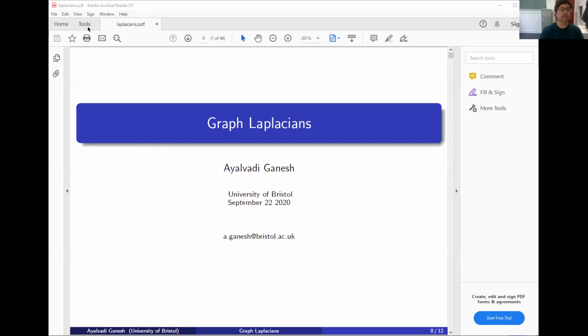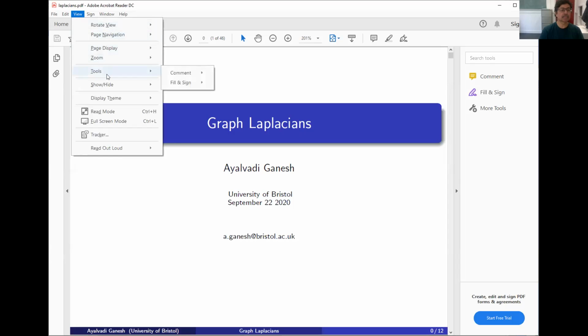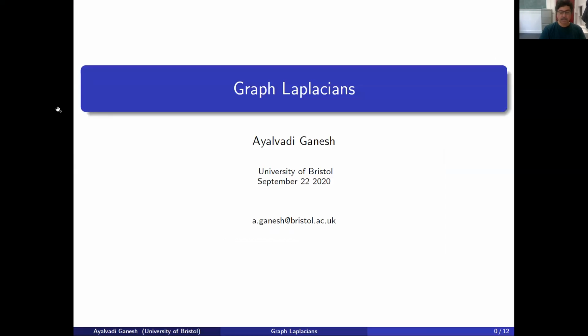Last time we looked at some properties of Hermitian matrices in general. This time we are going to look specifically at some matrices associated with graphs, and these are going to be real symmetric matrices. So let me share screen. Okay, so today we are going to look at Laplacian matrices associated with graphs, and I'll go on to define these.